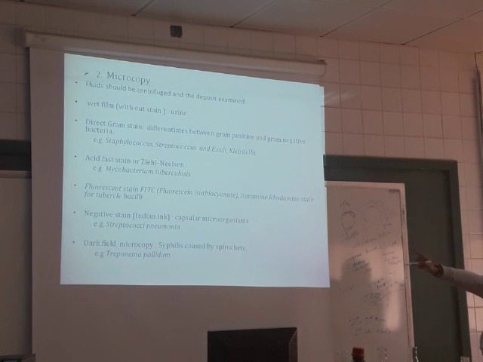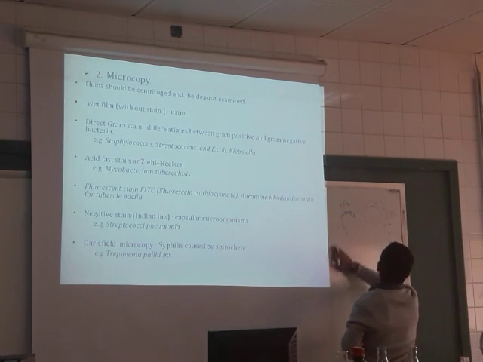And one stain is called the negative stain. Remember, Gram positive and Gram negative. Staphylococcus is? Gram positive. E. coli is? Gram negative. Examples, do not forget to get examples. Acid-fast stain: Mycobacterium tuberculosis, Ziehl-Neelsen stain. And similarly, fluorescent stain you can use for the tubercular bacilli, Mycobacterium tuberculosis.